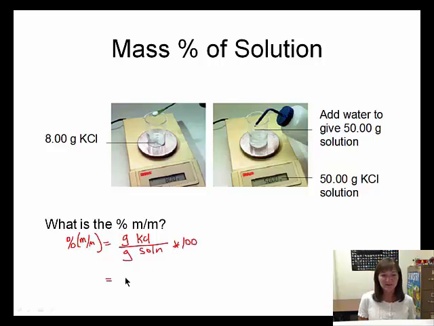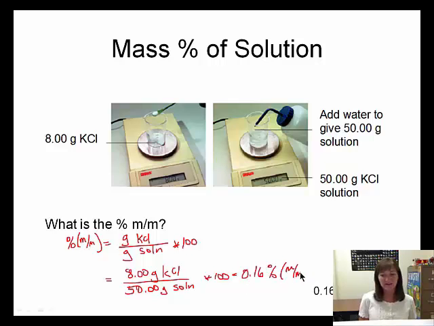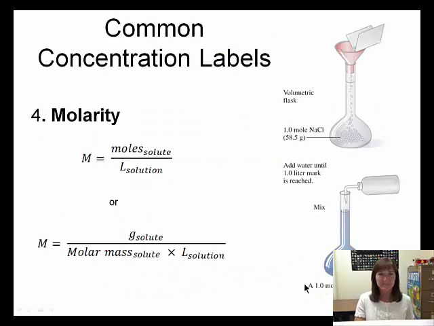So if we plug our numbers in, we have 8 grams of the potassium chloride, and we are going to divide that by a total of 50 grams of the solution, times it by 100, and we get 0.16%, and we have to let the reader know what kind of percent. It's a mass percent. All right, then the last one is molarity.